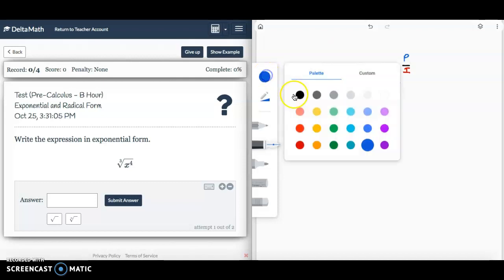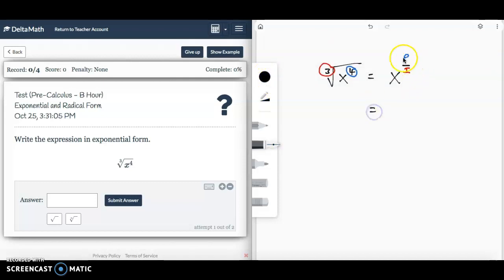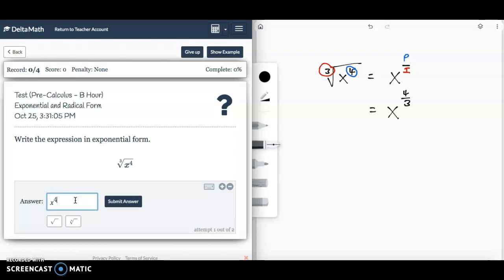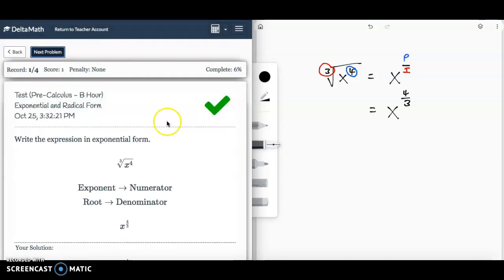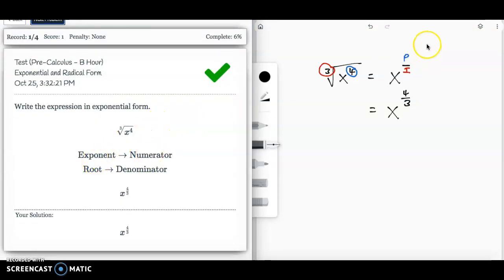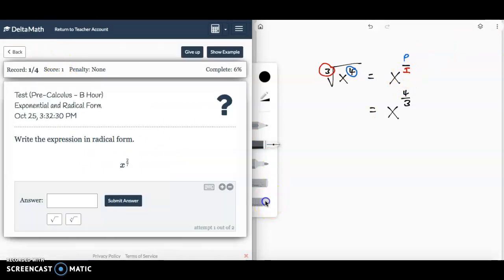So if I was going to rewrite this using an exponent, I would rewrite this as x to the 4/3 because power over my index. And so then that would be my final answer. There we go. So your exponent is the numerator, the power, and the root, or the type of radical you're taking, is the denominator. Excellent. So let's try it again. This is a little easy section to kind of start you off.